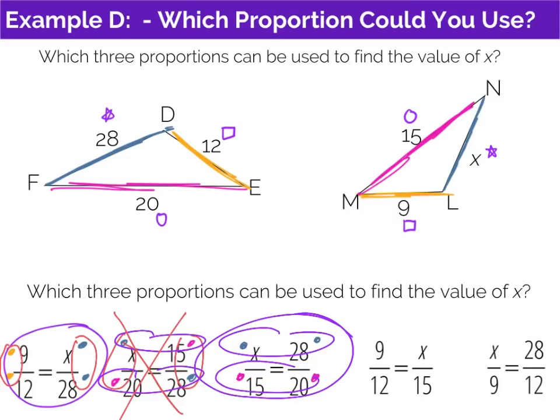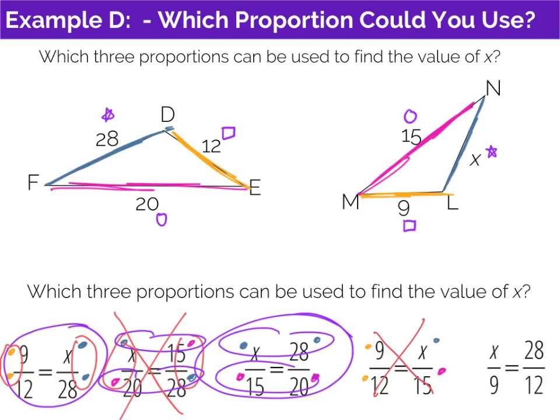We've got 9, which is an orange. 12, which is an orange, X, which is a blue, and 15, which is a pink. We can see that this proportion is not going to work out because we have 3 different colors in here. Heck, 3 of the numbers come from the same triangle. So there's no way that this could be a correct proportion.